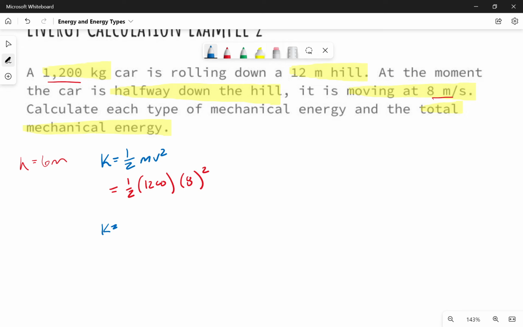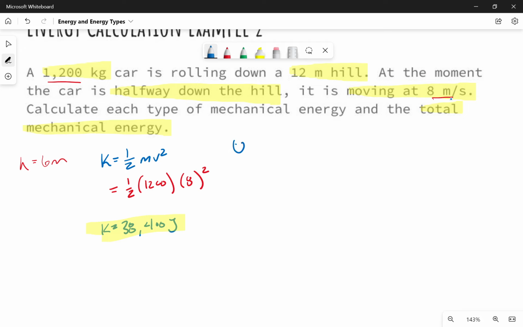So 1/2 times 1,200 times 8 squared. We get 38,400 joules, which is quite a bit larger number, but that should make sense because it is a large car. So it makes sense we get a bigger number.